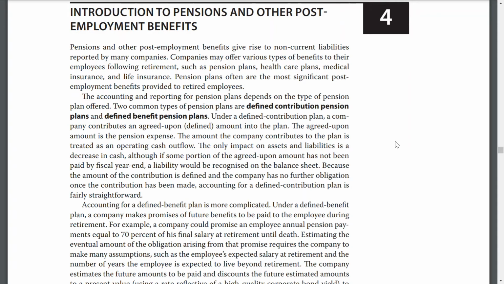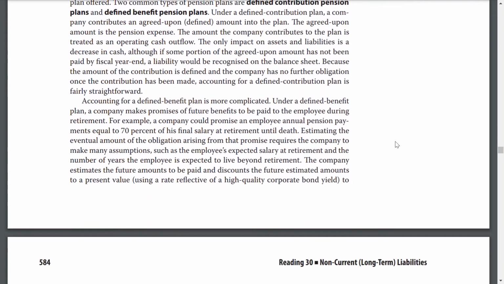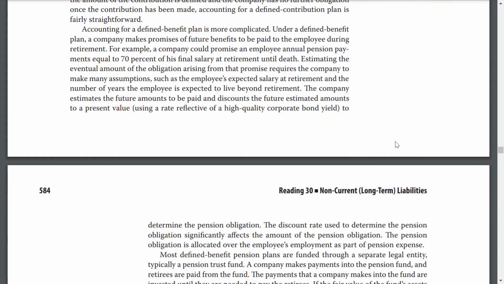Although if a portion of the agreed upon amount has not been paid by fiscal year end, a liability will be recognized on the balance sheet. Because the amount of the contribution is defined, the company has no further obligations once the contributions have been met. Accounting for a defined contribution plan is fairly straightforward. Accounting for a defined benefit plan is more complicated. Under a defined benefit plan, a company makes promises of future benefits to be paid to the employees during retirement.